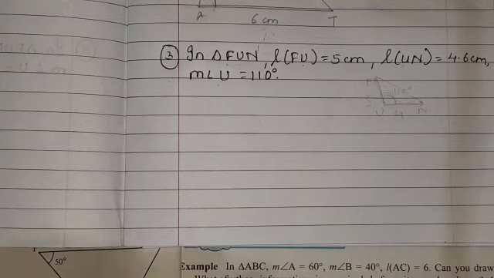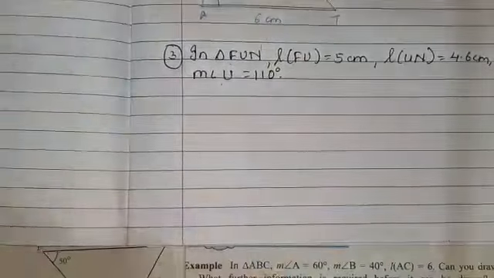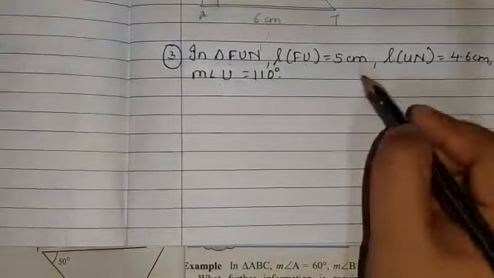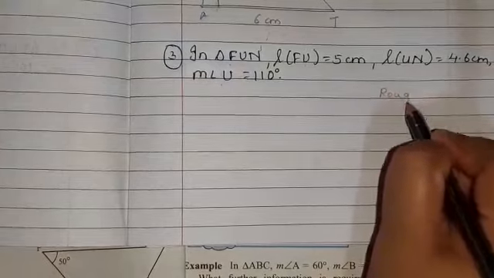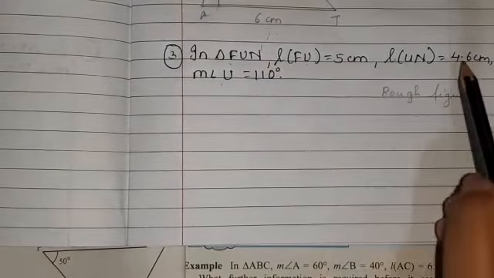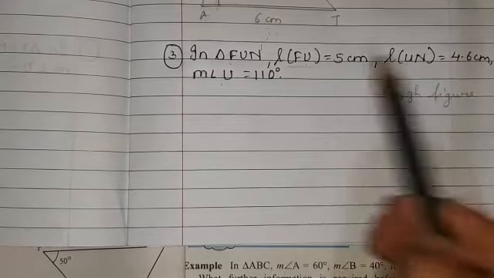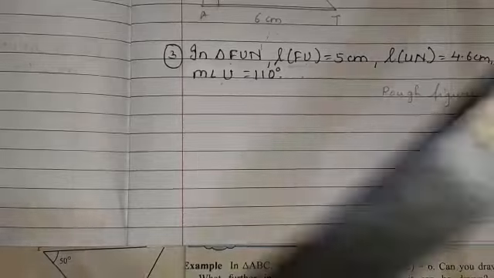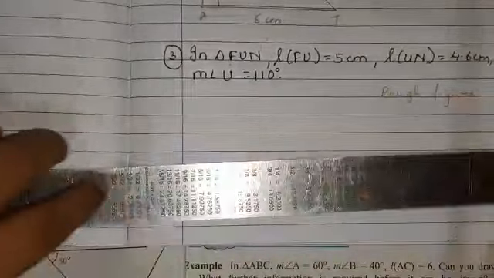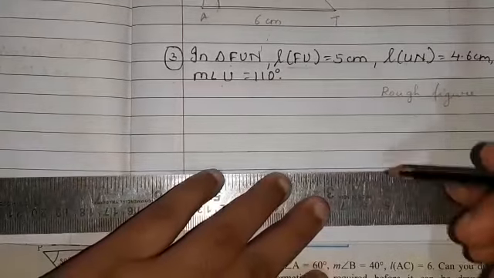Okay, but now first I will show you how to construct a rough figure. Okay, students. So see, I will write here rough figure. Bigger side I am taking down, 5 and 4.6. In this, 5 is greater. That means FU I will take as my base. So with the help of the scale I will just draw one line in this way.